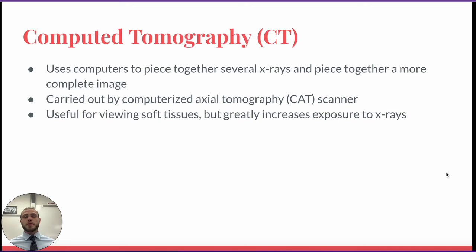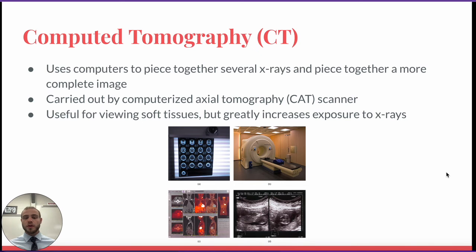CT is very useful for viewing soft tissues because you're going to get a closer to, think like, a 3D-ish image, but it is very, very dangerous because you're exposing that person to a lot of X-rays because you're taking all those X-rays and then piecing them together. So these are some examples. This is what a computerized axial tomography scanner would look like. So you're going to slide in. It's going to do those scans, and then you can get all these images.